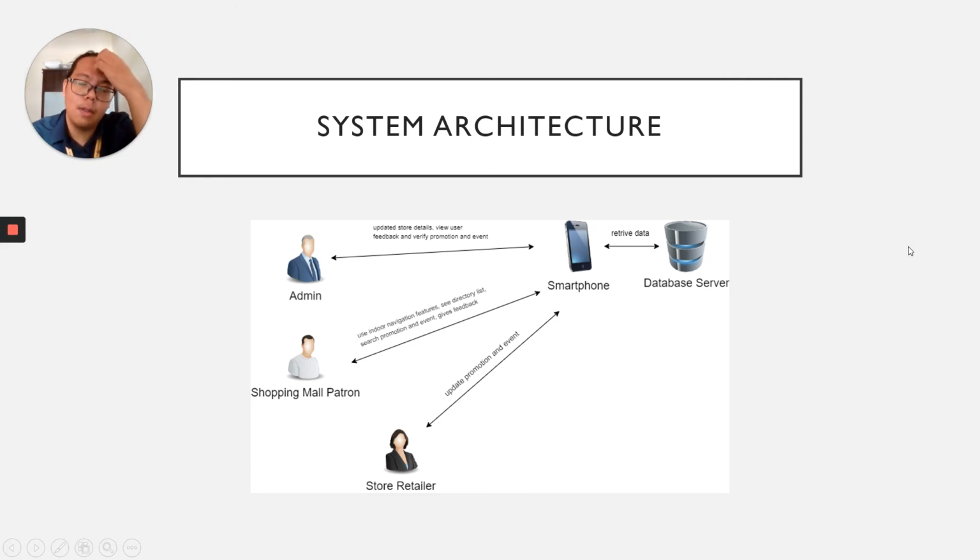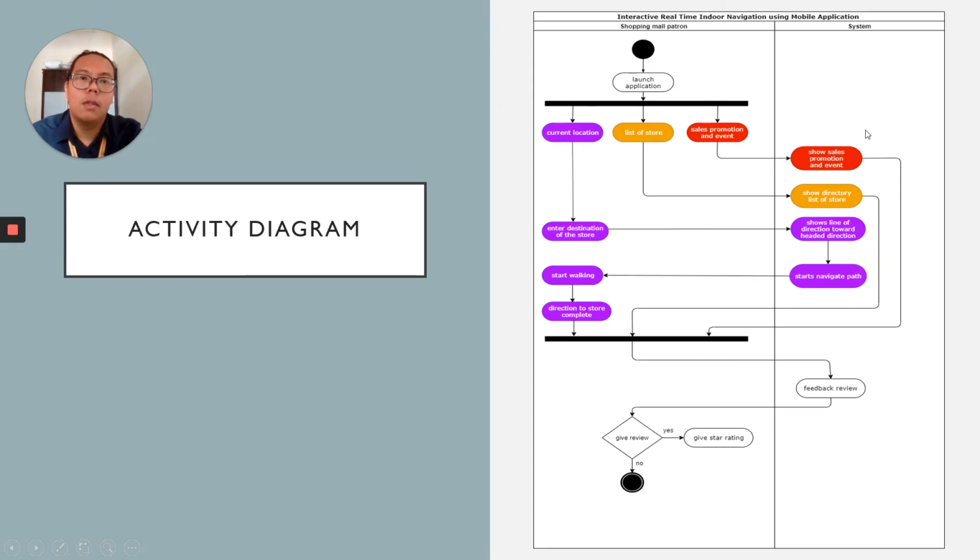System design. Here is the system architecture. The role of admin can update store details, view user feedback, and verify promotion event. The shopping mall patron can use the indoor navigation features, see data release, search promotion event, and also give feedback, and the store retailer can update promotion and event. So this is the activity diagram.